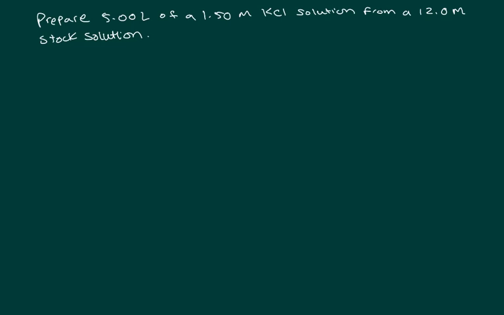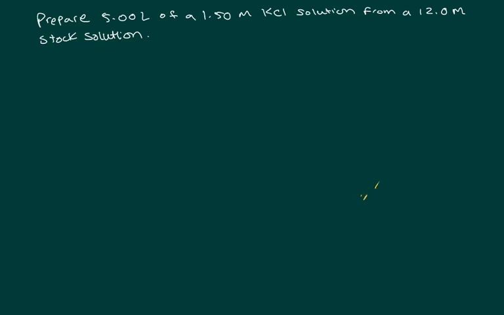We first add a certain amount of stock solution and then we dilute it with water. But the question is, how do we know how much stock solution to add and how much water to add to it? Well, we use this equation, M1 V1 is equal to M2 V2. Here, M1 is the molarity of our desired concentration, which is 1.50 molar. And our volume 1 is going to be the volume of our desired compound.